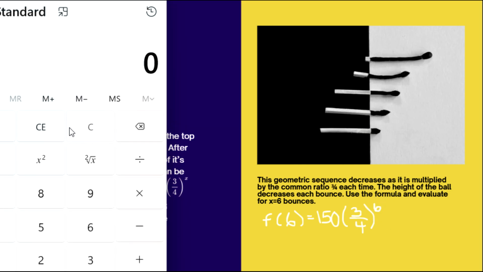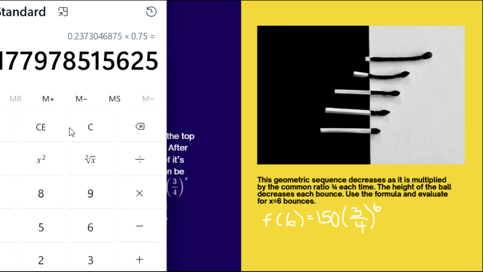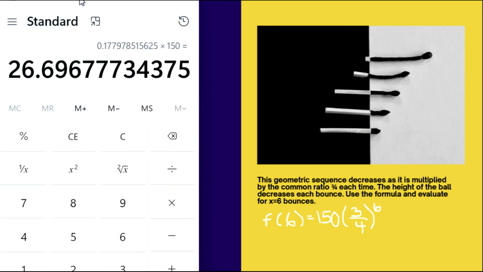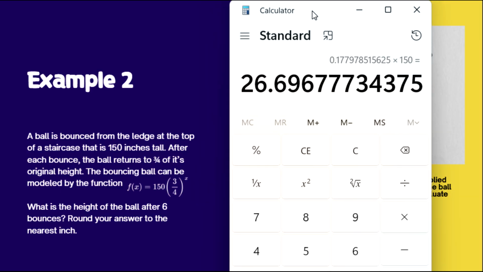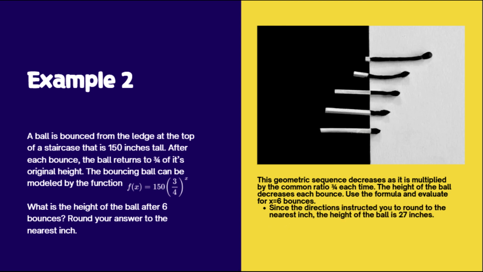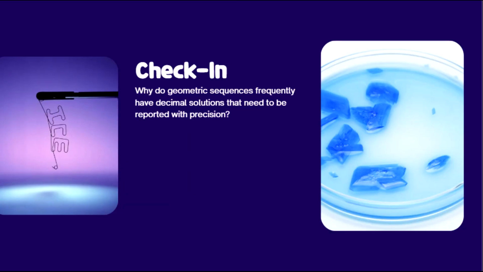Calculator time. So 3/4 is also 0.75. There's 1, 2, 3, 4, 5, 6. Okay, gives us that big long decimal. We're going to multiply that by 150, and we end up with 26.69677777777. And it says to round it to the nearest inch. So 26.6 would go up to 27. Okay, 27 inches. Here's another check-in.